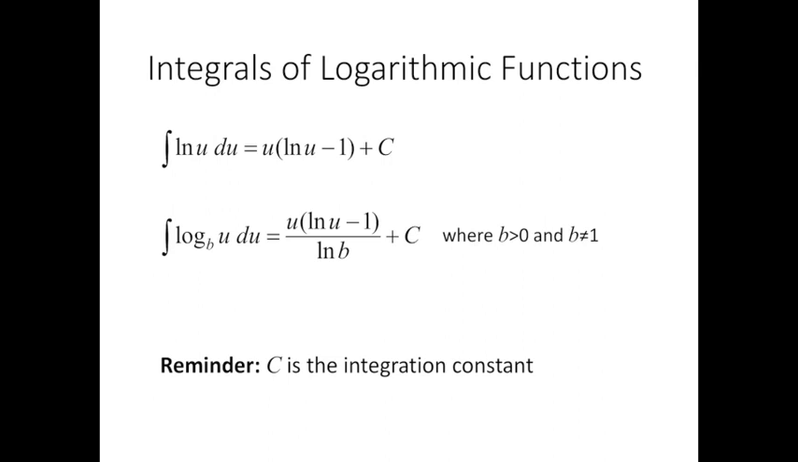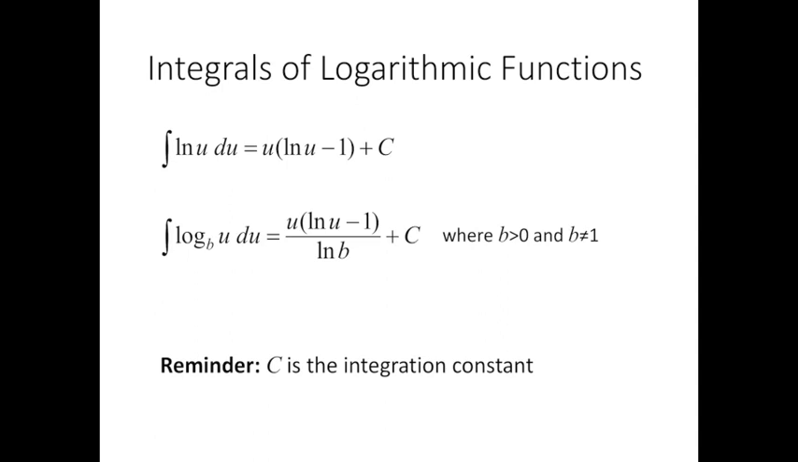So in this video, we're going to look at the integrals of logarithmic functions. The integral of ln of u du is equal to u times the ln of u minus 1 in brackets plus c. And if our base is something other than e, Euler's number, so b, where b is positive and not equal to 1, then the integral of log base b of u du is equal to that same u times bracket ln of u minus 1 over the ln of b plus the integration constant c.